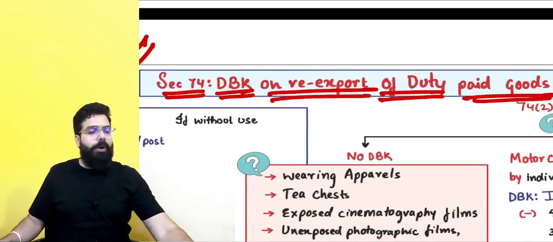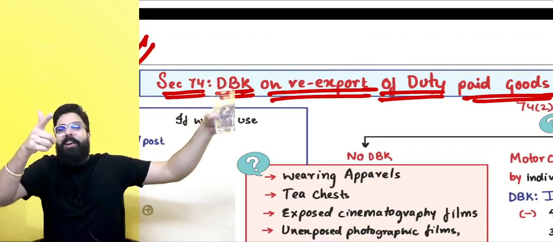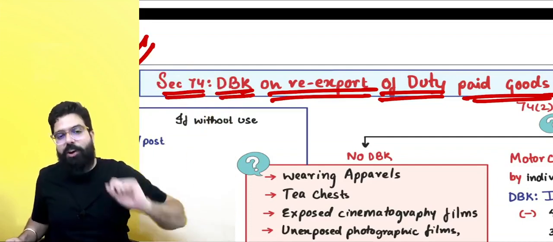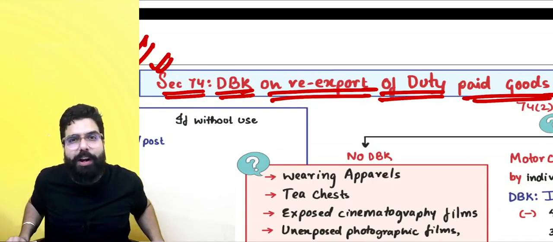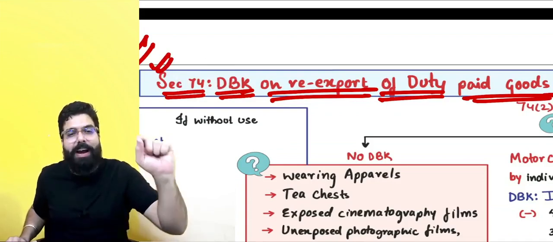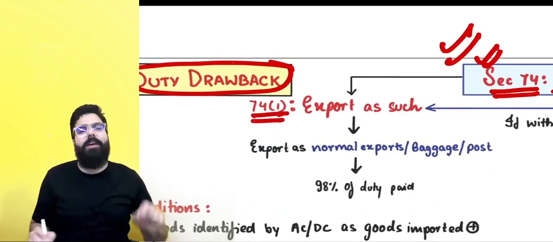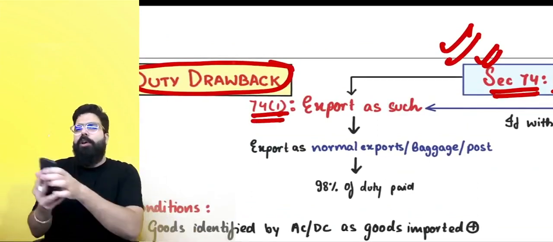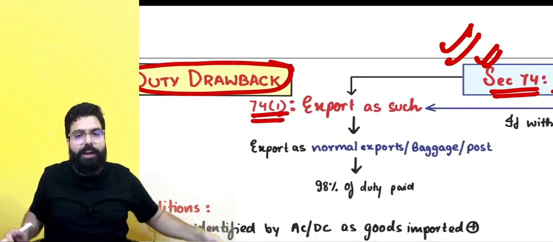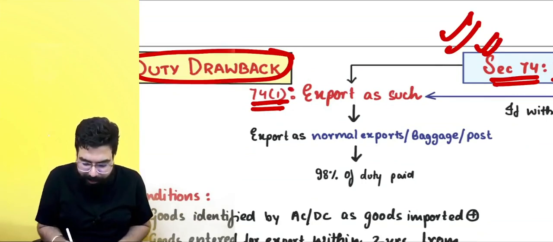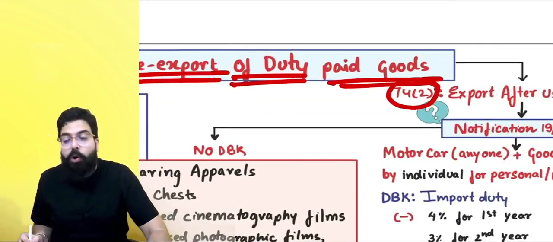You had imported this glass. When you imported, you paid some duty. When you export it back, the government will give you the duty drawback under section number 74. Means what item you had imported, the same item you export, the government gives you duty drawback under section number 74. Section number 74.1 talks about you imported a mobile phone and exported it as it is, without using it. Section number 74.1 deals with that.